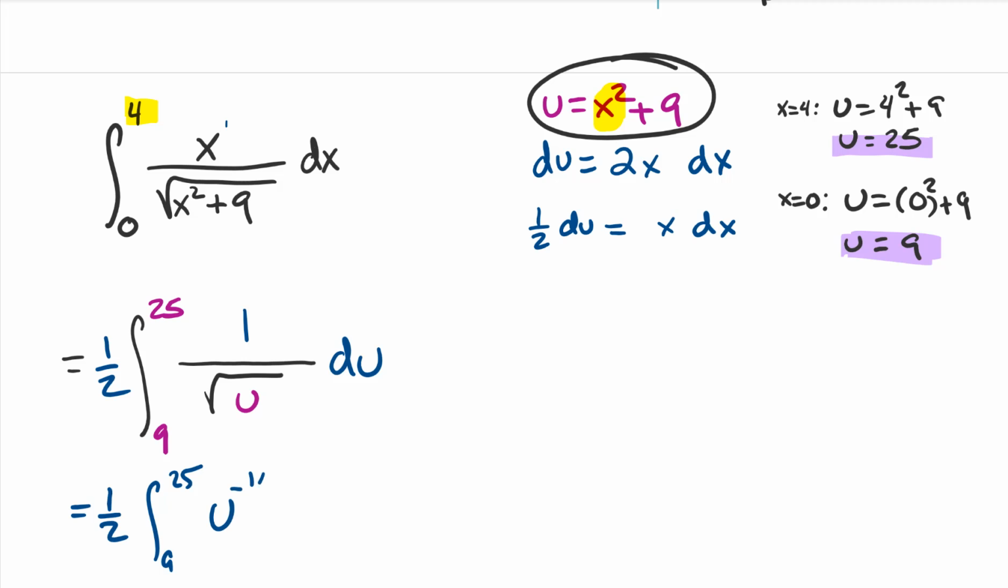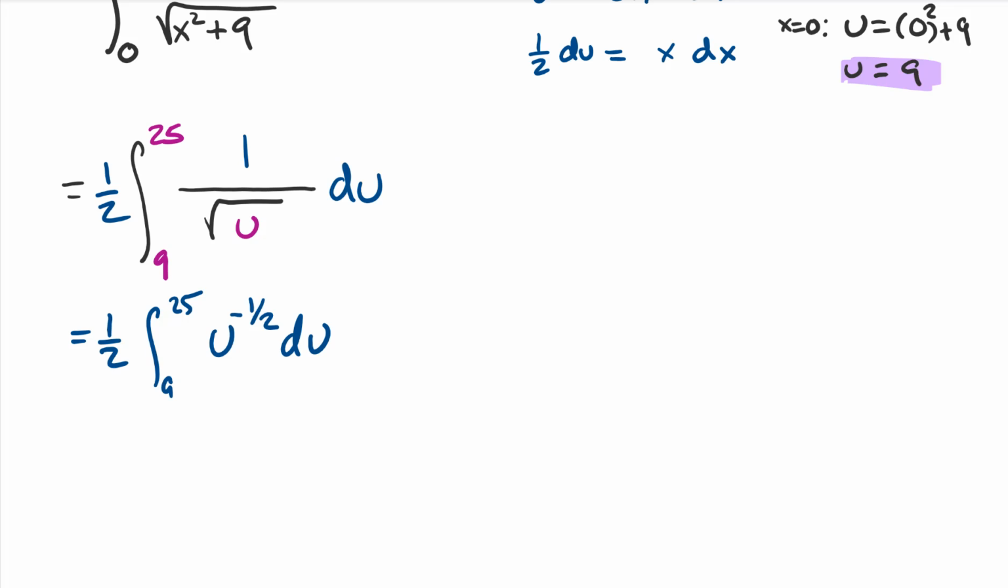Call this u to the negative 1/2 power, right? That's how we like to deal with powers. So let's take its antiderivative. We're going to add 1 to negative 1/2. That's going to become positive 1/2. And now we want to multiply by its reciprocal, which is 2. So there's that antiderivative. And now we can write in, we're going from 9 up to 25.